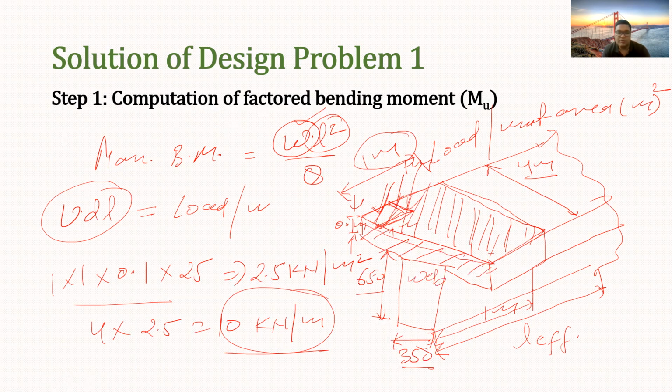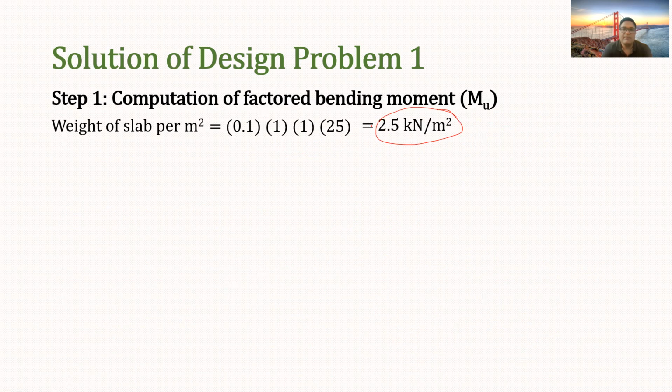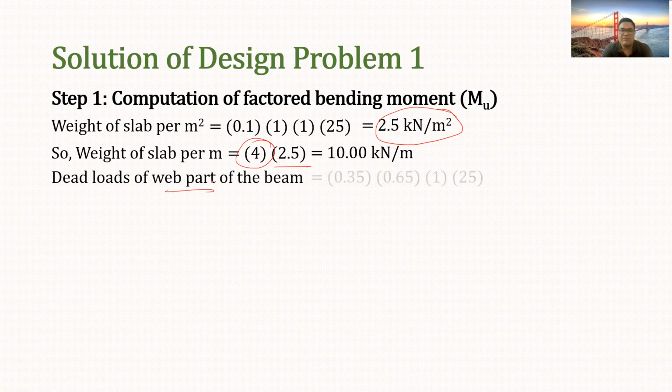So now I will be showing you this. Weight of slab per meter square, this becomes the 2.5 meter square. So first we have calculated the load intensity, and then the weight of slab per meter. So this becomes 4 meter square area under 1 meter multiplied by the load intensity, that becomes 10 kilonewton per meter. Similarly, the dead load of the web part, so this becomes 0.35 into 0.65 into 1 multiplied by 25, and this becomes 5.6875 kilonewton per meter.